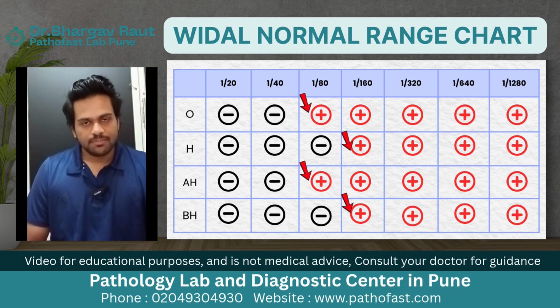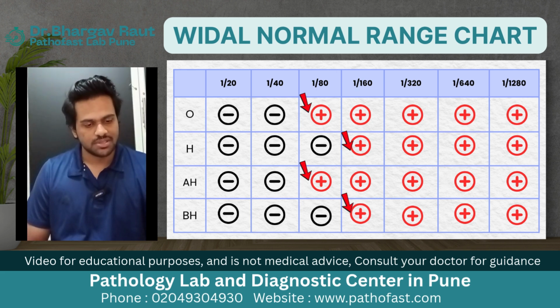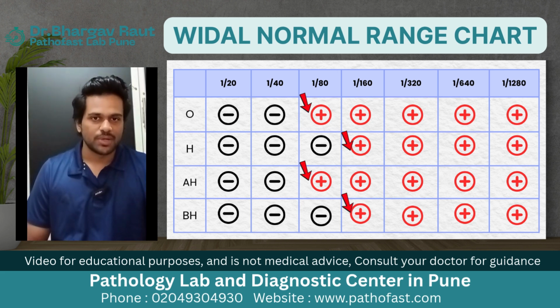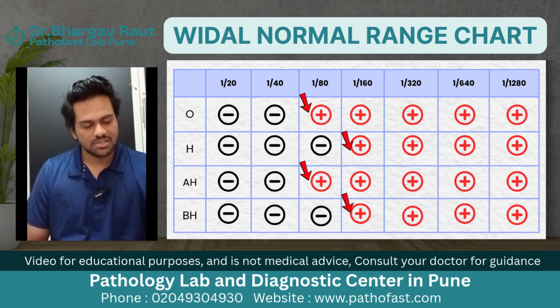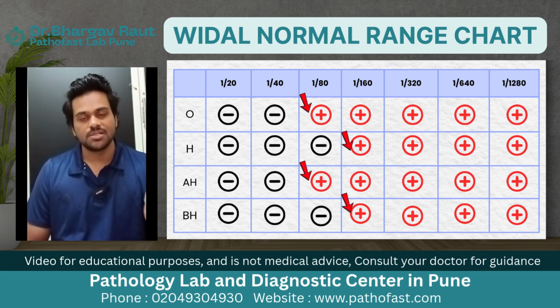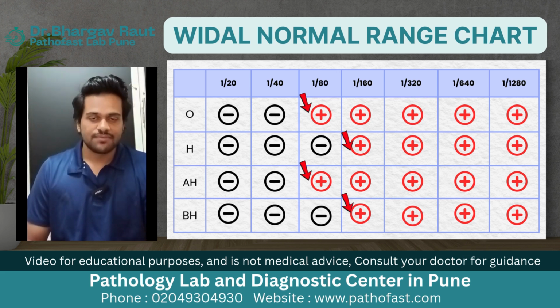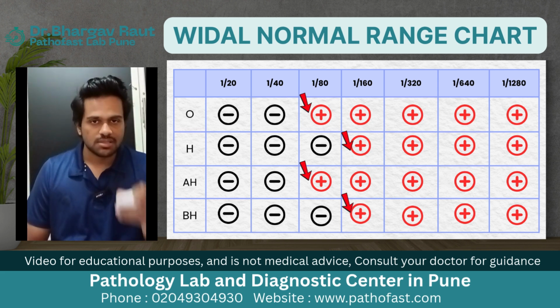You can see I've mentioned it for the remaining 3. So it's different for the H antibodies, it's the same for the AH, and it's a little different for the BH. For the AH and the BH, we consider 1 divided by 160 as the cutoff. So anything less than that, if it is positive, that means, let's say for the AH antigen, you can see that even if it is positive in the 1 divided by 80, we will not call you as positive for typhoid. We want to see those antibodies in a sample that has been diluted 160 times to say that yes, definitely this level is more than a certain cutoff.